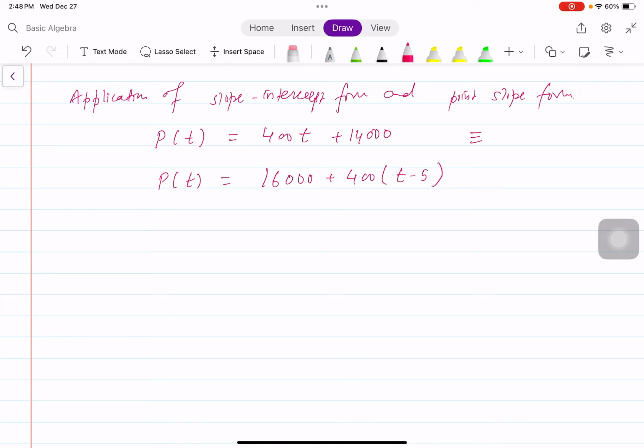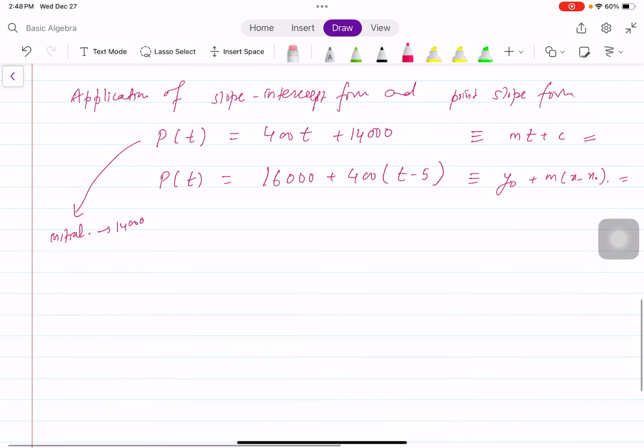So this is in the form mt plus c, and this is in y0 plus m times (x minus x0) form, right? So this is slope intercept form and this is point slope form. What information can we expect? So number one, this means that the initial population is 14,000. Initial value is 14,000.